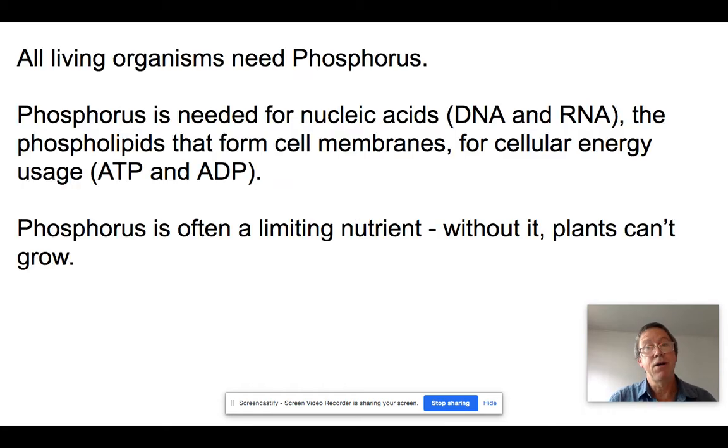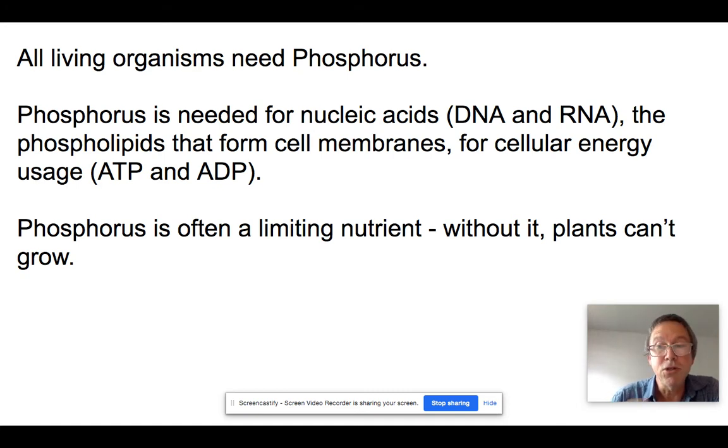So basically, all living organisms need phosphorus, okay? Because phosphorus, if you remember, is a key component of the backbone of DNA and RNA. It's also the P that's in ATP and ADP. So, it's phospholipids that make up all cell membranes. It's clearly a really, really important component of biological material. Like all cells need this stuff. And so, because of that, it's often a limiting factor that prevents cells from growing.